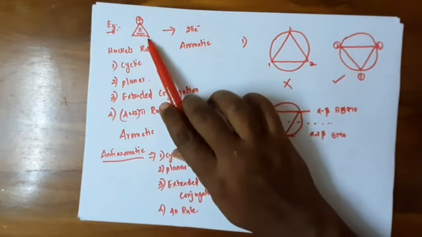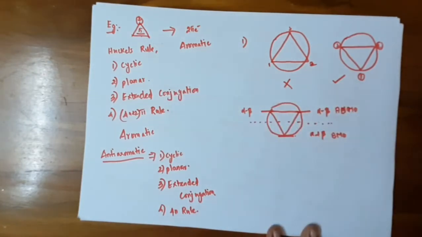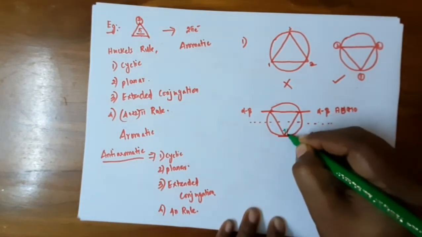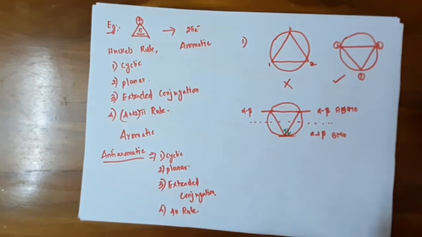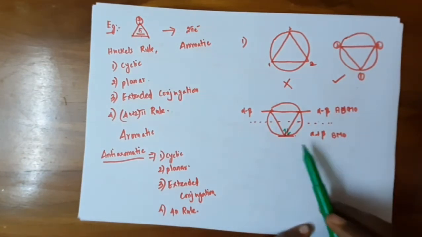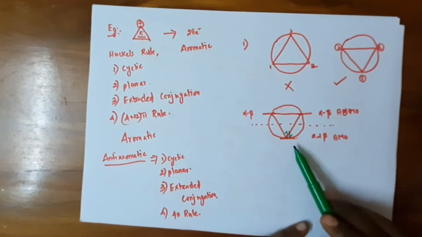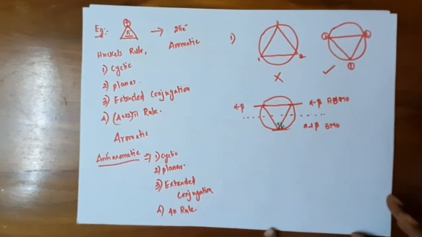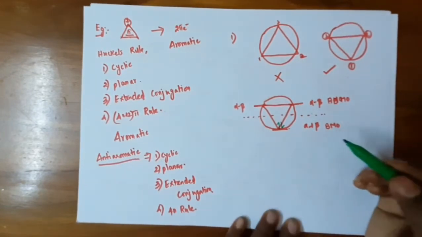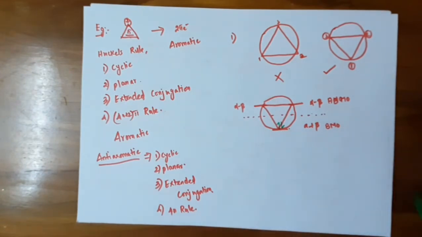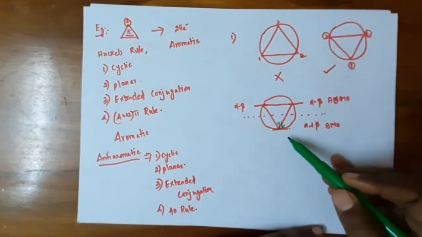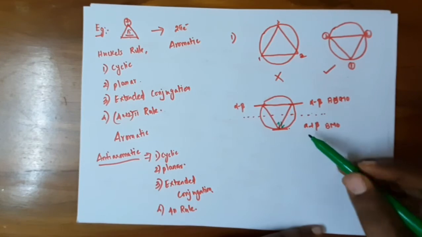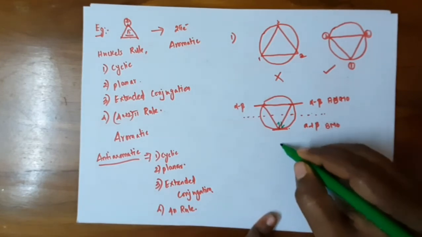Now the cyclopropenyl cation has 2 electrons, so put the 2 electrons according to the Aufbau principle. It has 2 electrons at alpha plus 2 beta. So the bonding molecular orbital is occupied by the 2 electrons. This tells us that the bonding molecular orbital is fully filled with 2 electrons. So now it is aromatic.